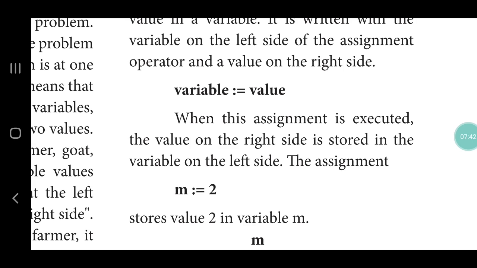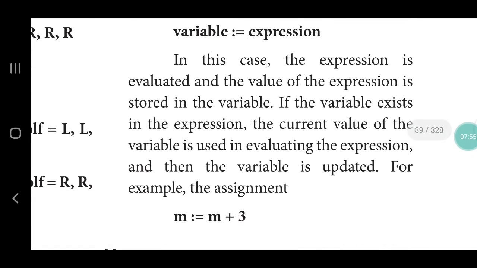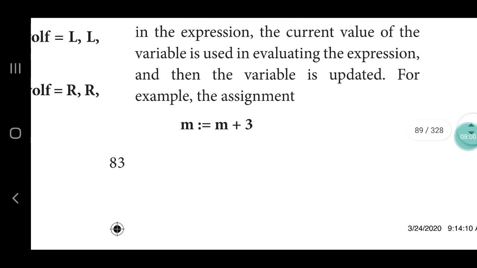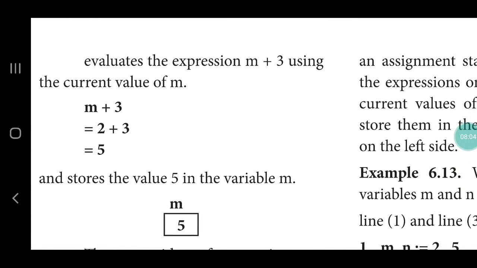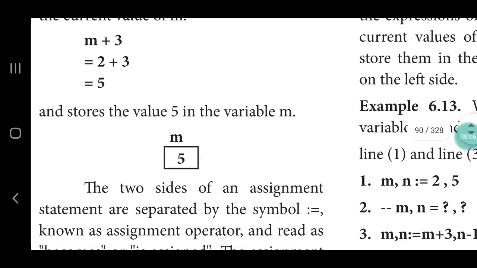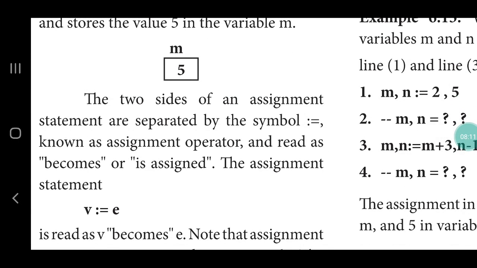But if you give the expression m equal to m plus 3, it is not just storing a value; it is for calculating. It is variable equal to expression, m plus 3. So 2 plus 3 is 5, then 5 will be stored in m. That is, v equal to e, where v is a variable and e is an expression.